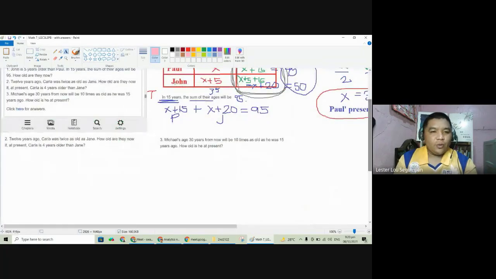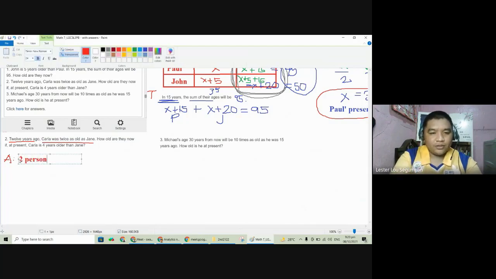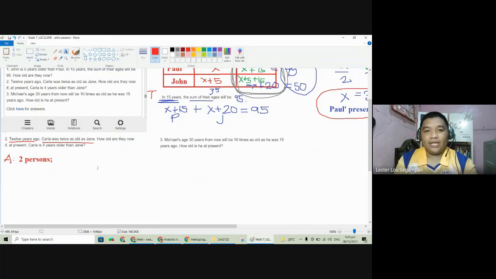In number 2, we are told here that 12 years ago, Carla was twice as old as Jane. This is their age in the past. So we are now sure in our first step that there are two persons, Carla and Jane. And we are clear with this first statement that we are dealing with the age of the past. That's one time frame. Let's see if we still have another time frame.